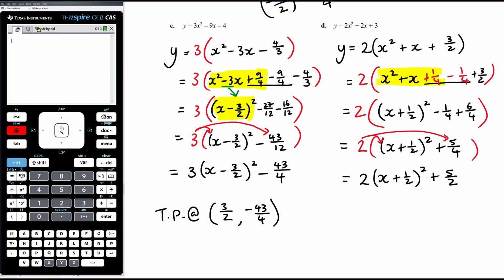Okay. Dilation by 2 from the x-axis, translation to the left by 1/2, and translation up by 5 on 2. So the turning point, if we've gone to the left by 1/2, it's negative 1/2, and up by 5 on 2, 5 on 2.